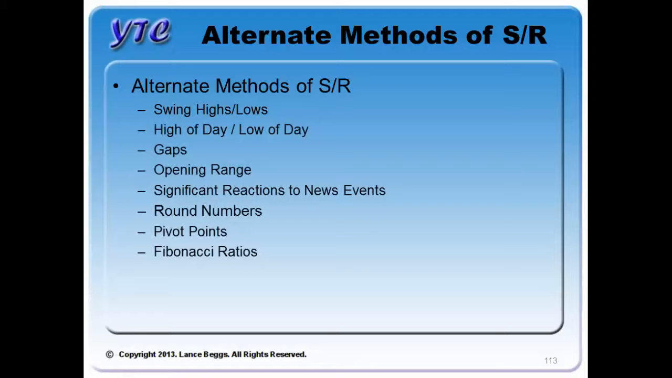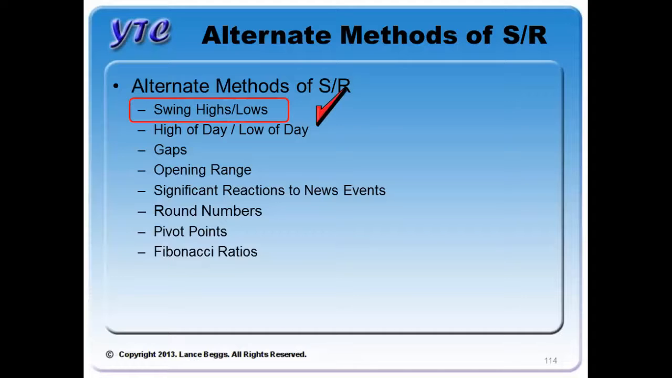So far, the only method we've discussed, and the primary method used by most chartists, is to identify our SR levels based upon significant areas of swing highs and lows. But there are other methods which can be used in addition to or instead of the swing highs and lows. Some of the others are price action based: high of the day, low of the day, gaps, opening range. Some are based primarily upon human psychology, such as round numbers, and some are purely mathematical, such as pivot points and Fibonacci ratios. Let's look very quickly at each.